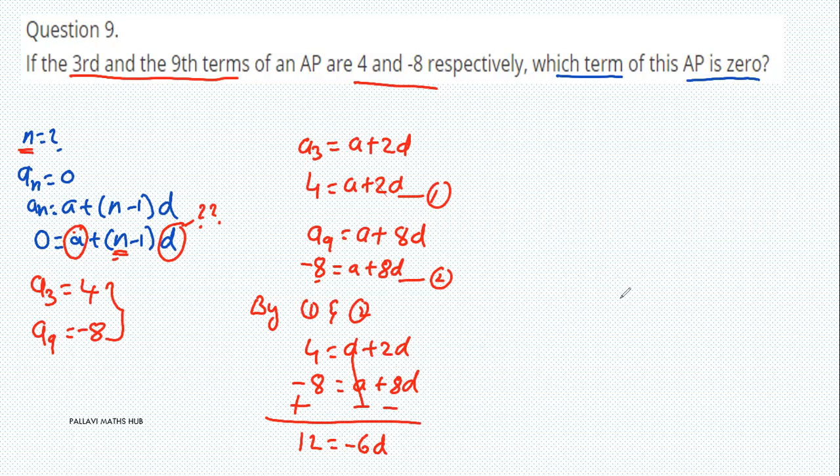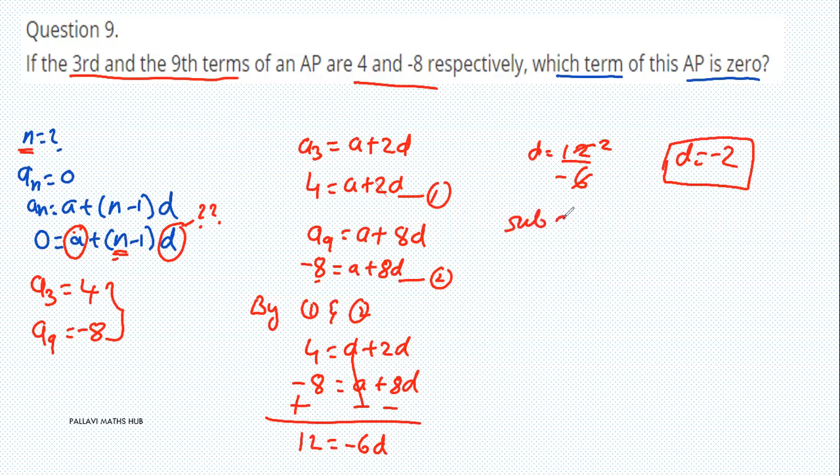You will get D is equal to 12 divided by minus 6. Simplify this: 6 ones are 6, 6 twos are 12. D is equal to minus 2, since the minus sign is there. So D is equal to minus 2. Now find out the value of A.